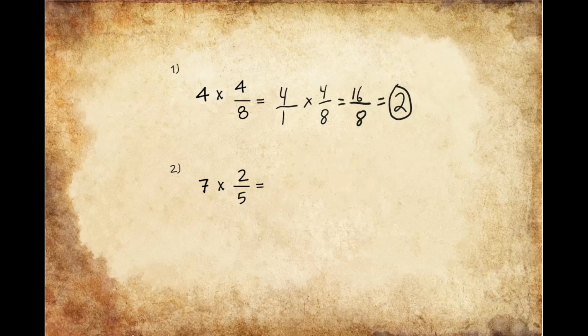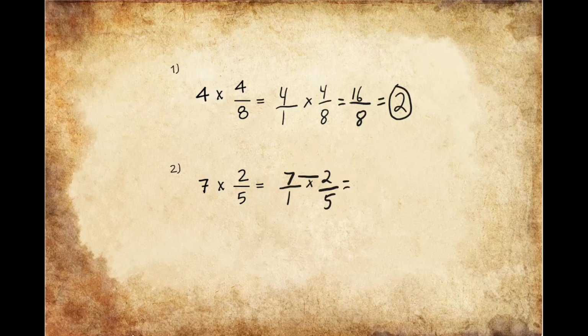So why don't we give the next question a try, which is 7 times 2/5. We'll remember that our first step is to turn the whole number into a fraction by making sure that the number is written over 1. Our next step is to add in the rest of the equation, which is times 2/5. Now that we've written this out as fractions, we can start multiplying.